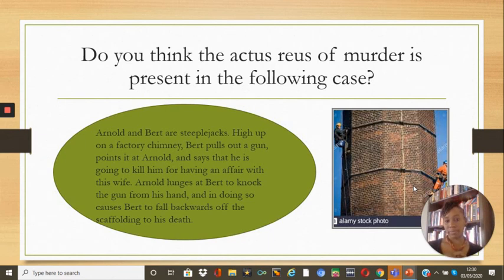And he dies. The question now is, has Arnold committed murder? Is the actus reus of murder present? And that's the question I am going to ask you.